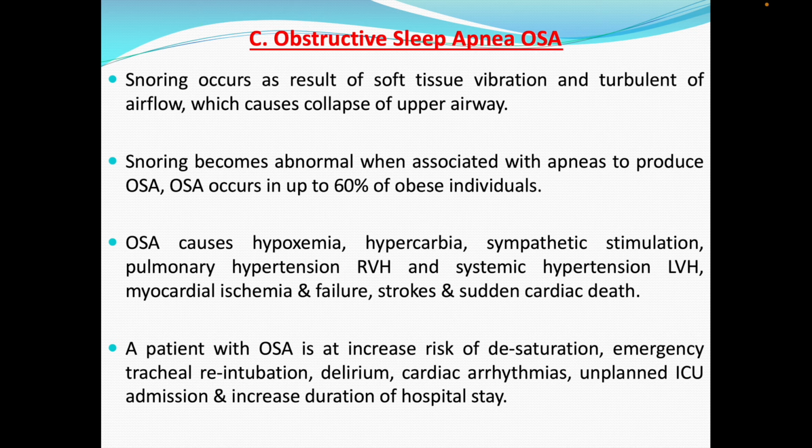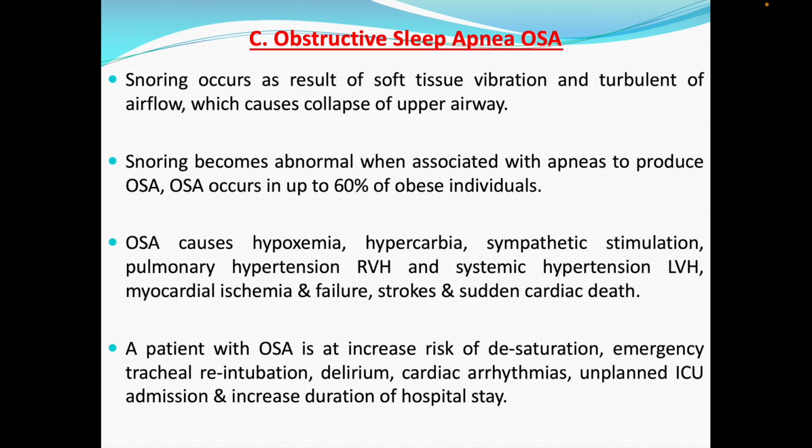After sleep apnea or snoring. These questions are asked in the HCPS viva. Snoring occurs as a result of soft tissue vibration and turbulent airflow, which causes collapse of the upper airway. Snoring becomes abnormal when associated with apnea to produce obstructive sleep apnea. Obstructive sleep apnea occurs in up to 60% of obese individuals.